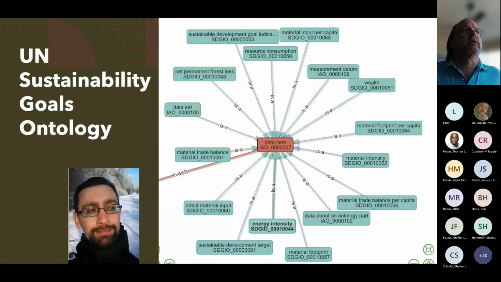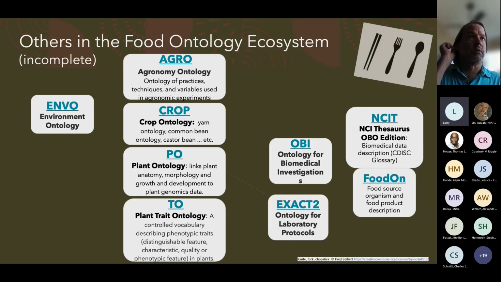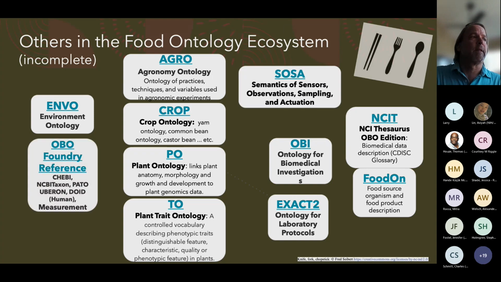Here is the Sustainability Development Goals ontology that we can begin to relate to the systems issues and indicators that I had mentioned before, sustainability issues and indicators, and some more ontologies that are in the FoodOn ecosystem.